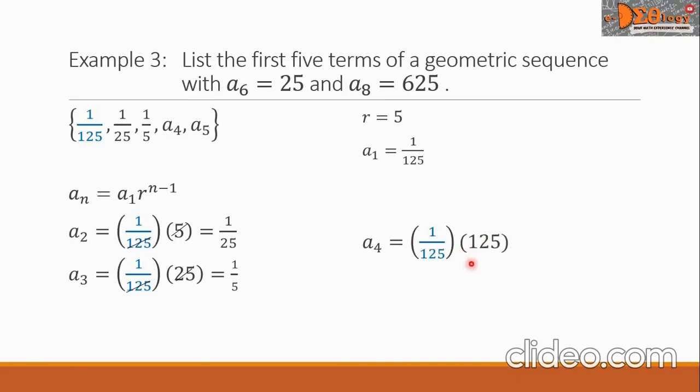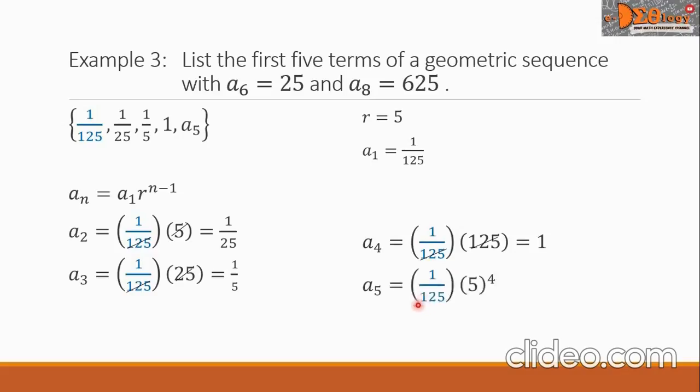Simplifying this value, we have 125, which we can cancel with the denominator here. So the final answer, the a sub 4, equals 1. This value we will substitute in here. And the last term is a sub 5. Using our general term formula, this is equal to a sub 5 equals a sub 1 times r raised to 5 minus 1, which is equal to 4.